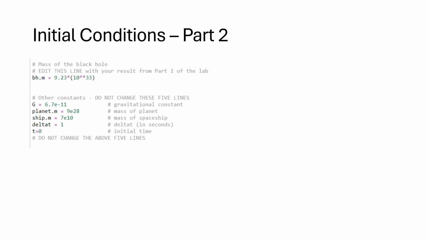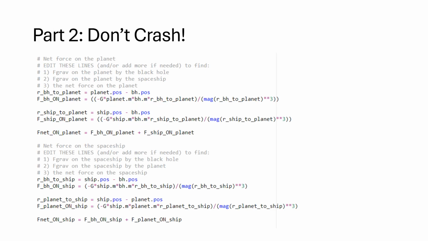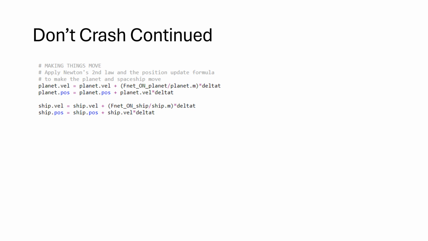Same G, given planet mass and a given ship mass, delta t equals 1 second and t equals 0, which is just the initial time. And then in part 2, we have to find the gravitational forces on the planet from the black hole and the ship, and then on the ship from the planet and the black hole. And we apply the position update formula and the velocity update formulas to get the orbit of the ship and the planet around the black hole.